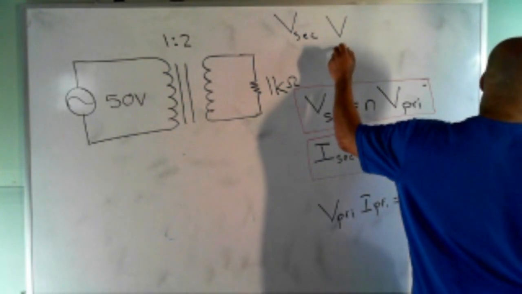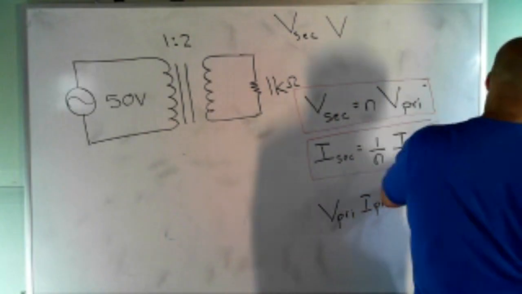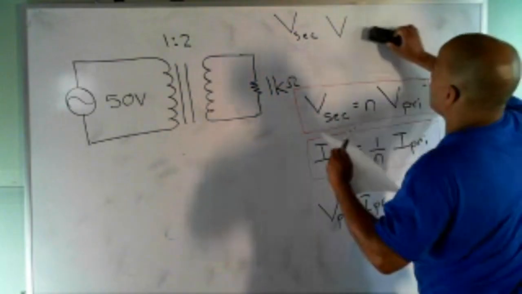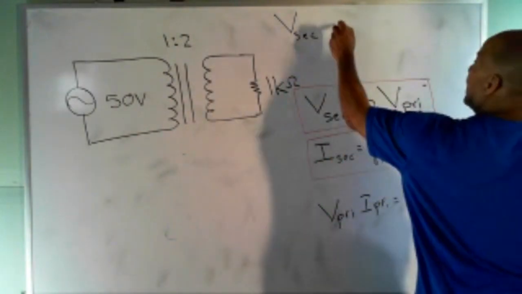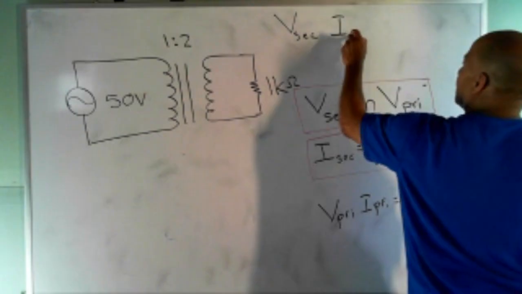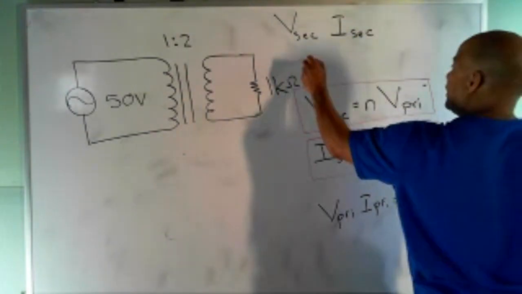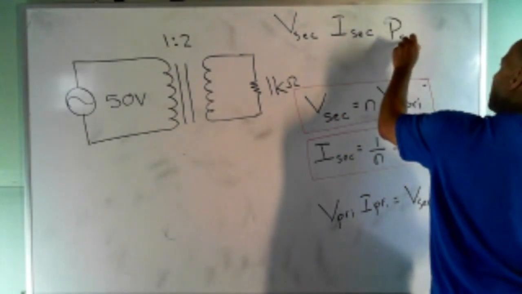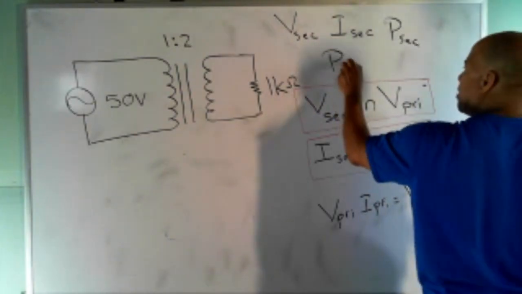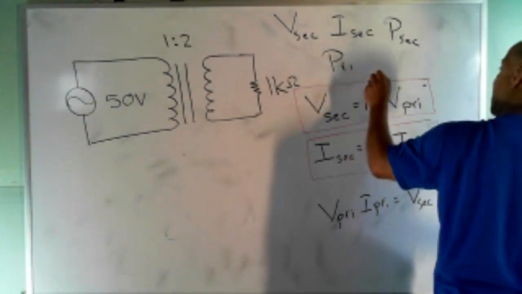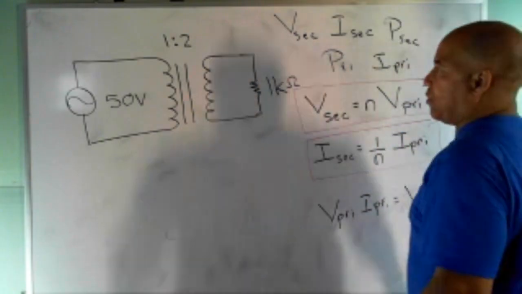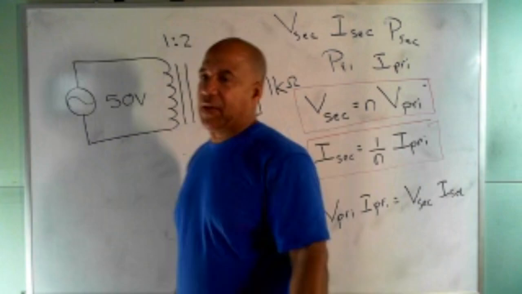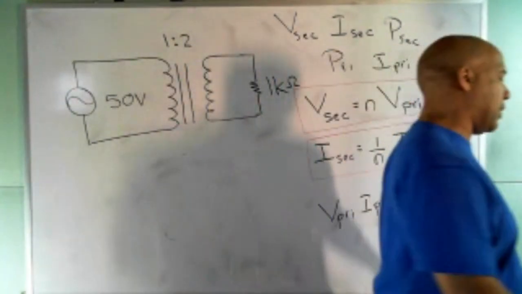V sec, I sec, P sec, P prime, I prime. So that's what we want to find. Now, I'm going to give you a second just to do this problem.